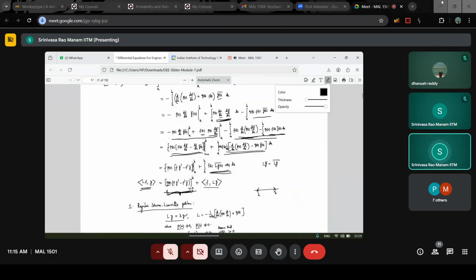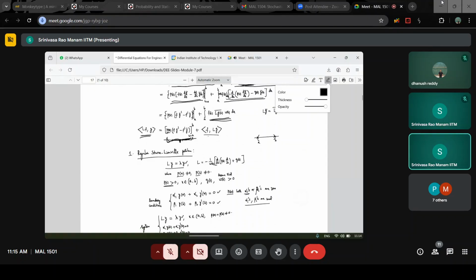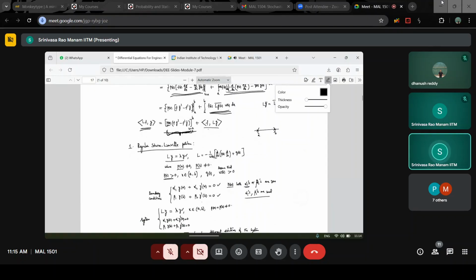Now that's what you will do with your Sturm-Liouville problems. Now, what is the Sturm-Liouville problem? The regular Sturm-Liouville problem is Ly equal to lambda y, where L is this operator.